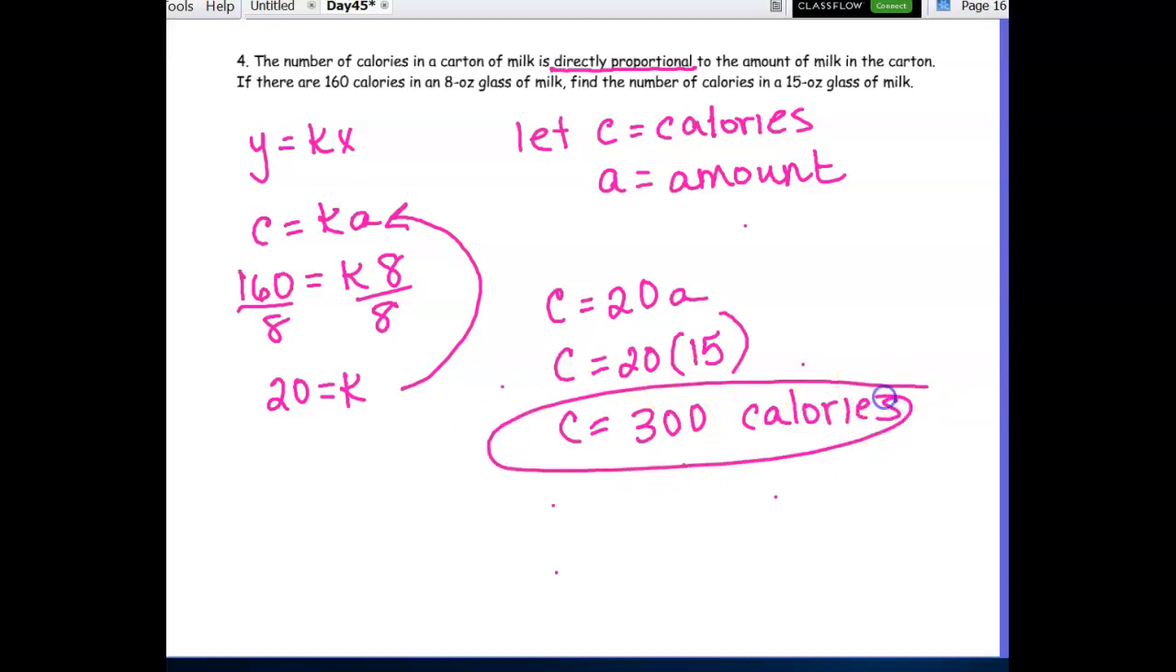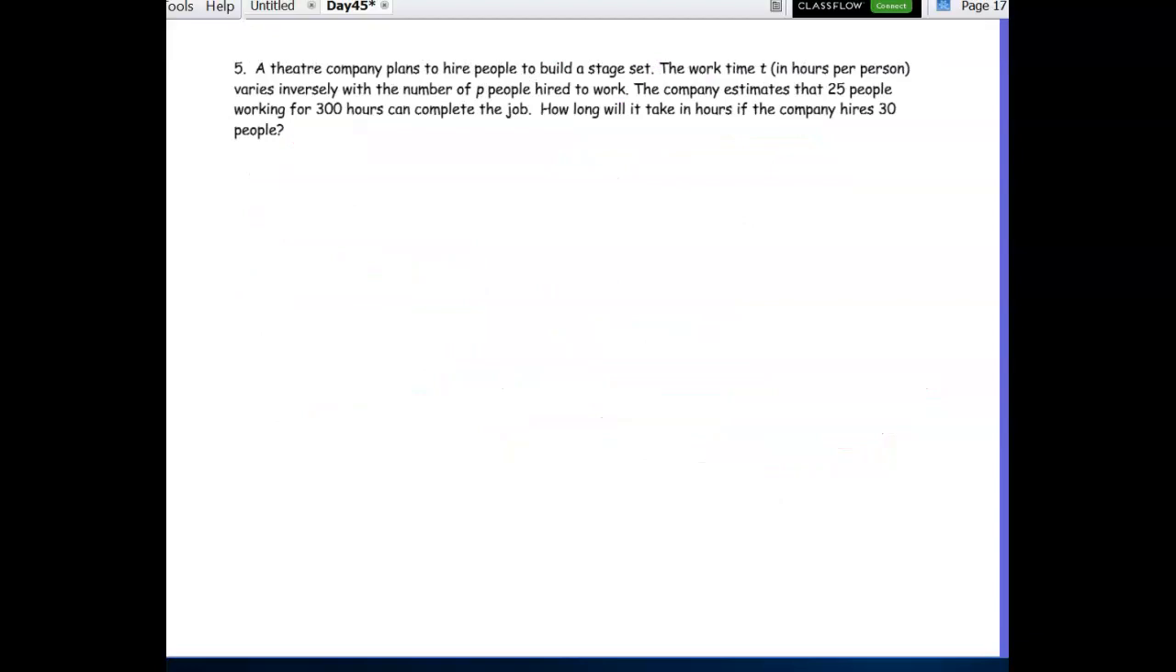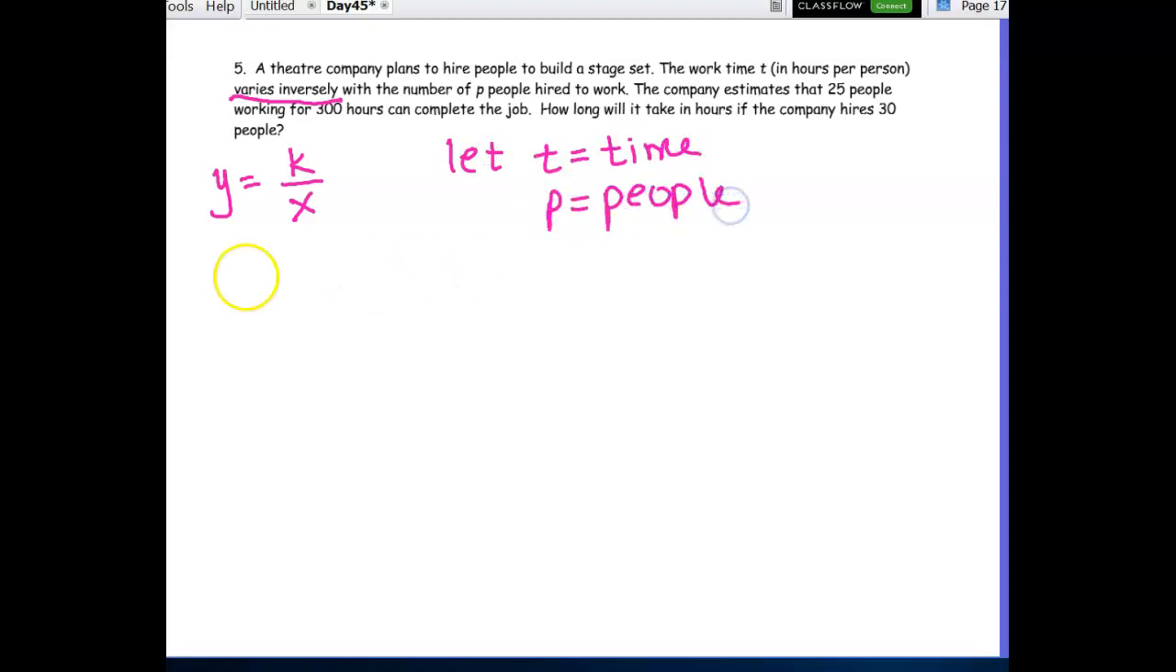And then number 5. A theater company plans to hire people to build a stage set. The work time T in hours per person varies inversely with the number of people P hired to work. So an inverse variation, y is equal to k divided by x. We're going to let T be the time and P be the people. Since time is varying inversely with the people, we'll set it up like that.